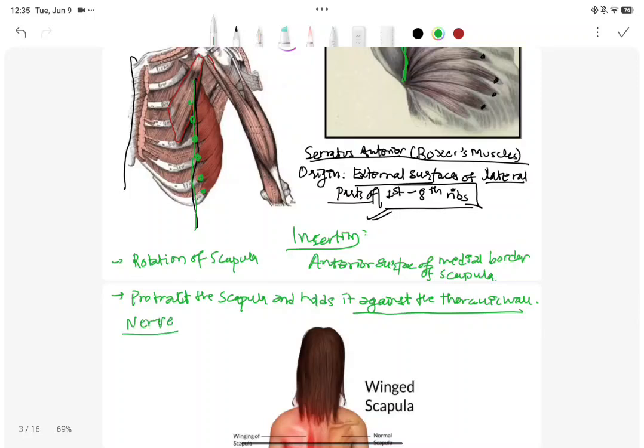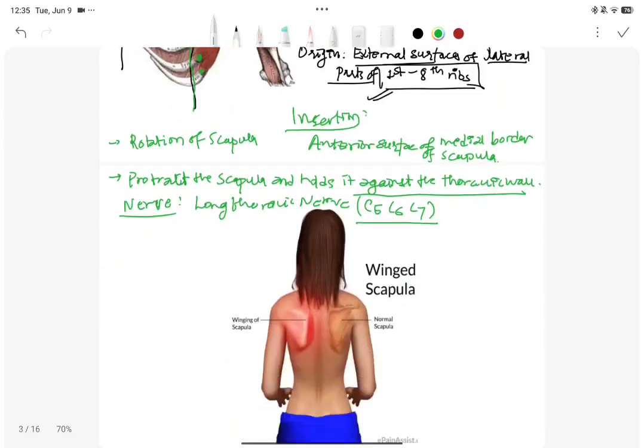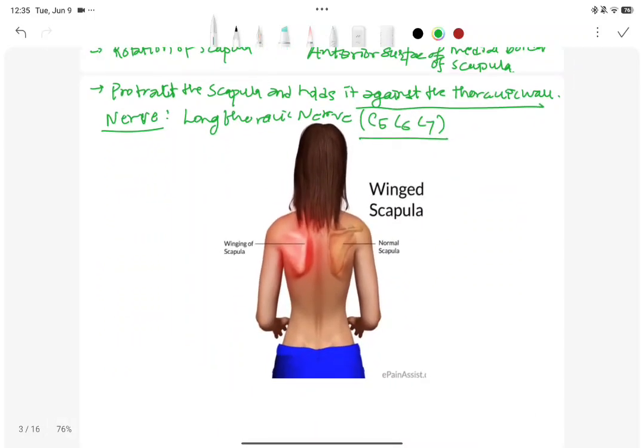So it is supplied by nerve. The nerve supply is the long thoracic nerve, which arises from the roots of C5, C6 and C7 of the brachial plexus. So if this long thoracic nerve is injured, there will be paralysis of the serratus anterior, known as serratus anterior paralysis or boxer's paralysis.